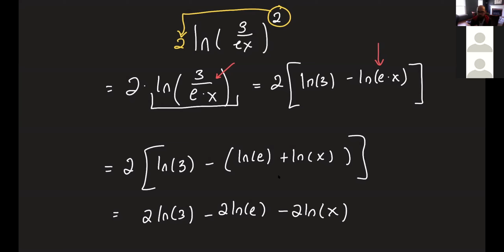Okay. And then if we wanted to go yet one step further, this natural log of e right here, this term, you would ask yourself, e to what power gives you back e? And the answer to that question is 1, right? So we could replace that natural log of e with just a 1. Okay, so this would be a 2 times 1 there. So if we wanted to simplify as much as we could, we could do these kind of algebraic manipulations.